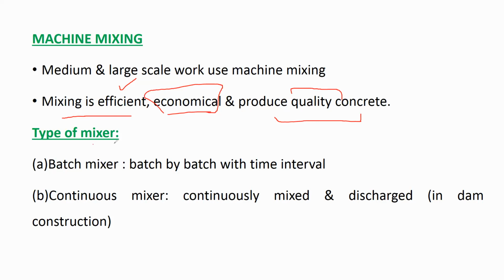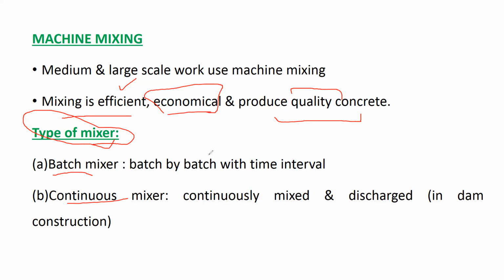Okay, we have different types of machine mixers. Different types of mixers are available. The mixers can be classified as batch mixer or continuous mixer. Now, what is a batch mixer and a continuous mixer? Let us discuss this. In a batch mixer, we produce the concrete batch by batch with a time interval. As I told you, in batch mixing, first we take one set of all the quantities: fine aggregate, coarse aggregate, cement, and water.